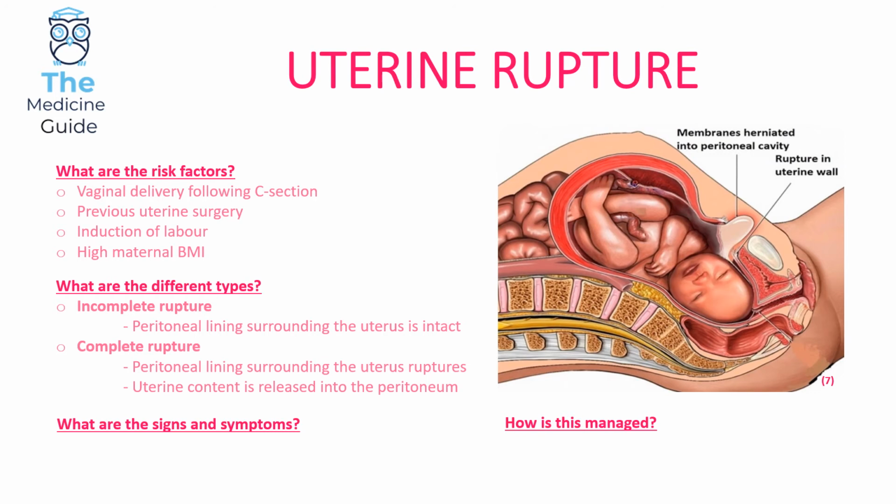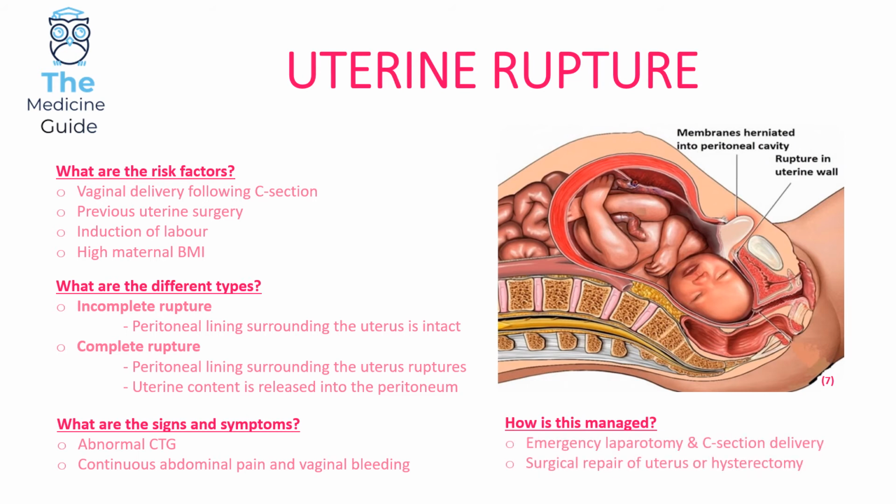released into the peritoneum. Now, in terms of signs and symptoms, there will be an abnormal CTG, the woman will be in continuous abdominal pain, and she will suffer from vaginal bleeding. In terms of management, we need to perform an emergency laparotomy and perform a C-section delivery of the baby. Now, after doing this, we need to repair the uterus surgically, or we can perform a hysterectomy. A hysterectomy is when the uterus is removed.